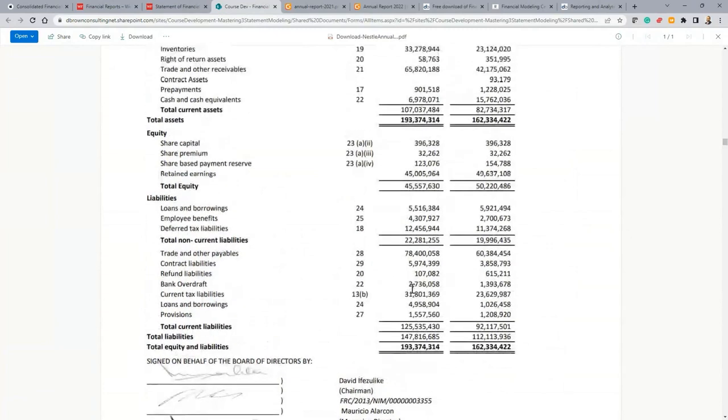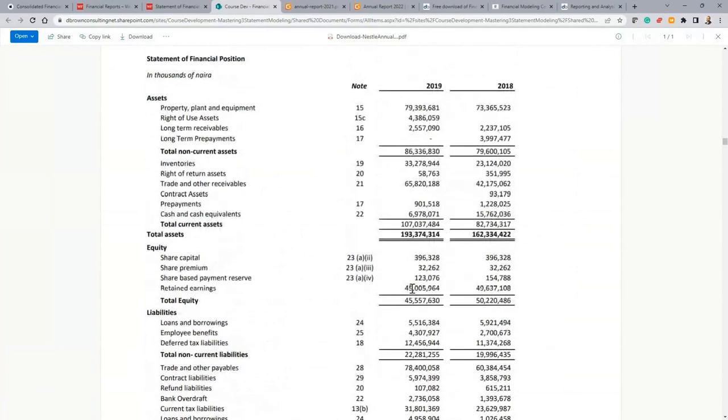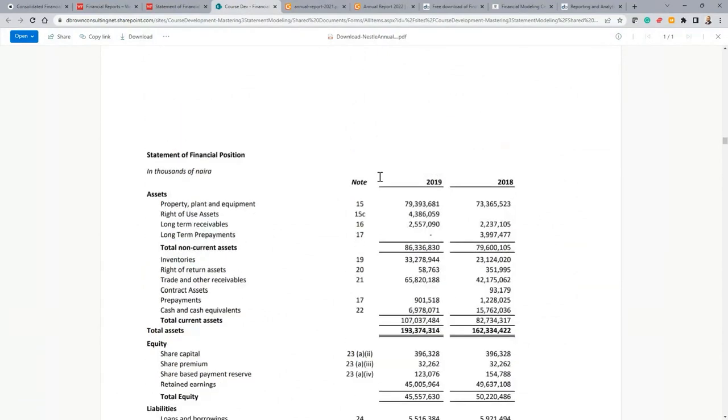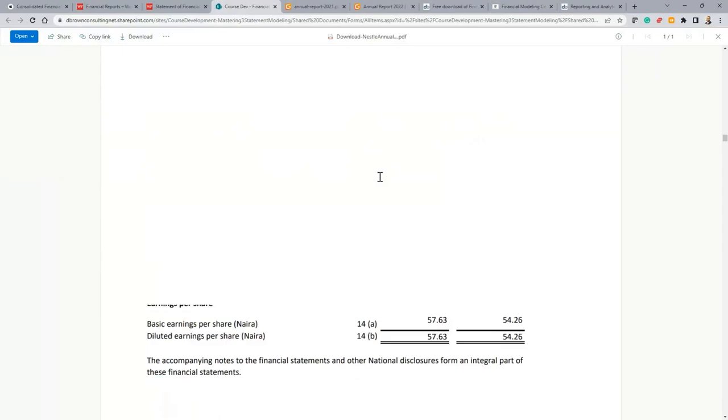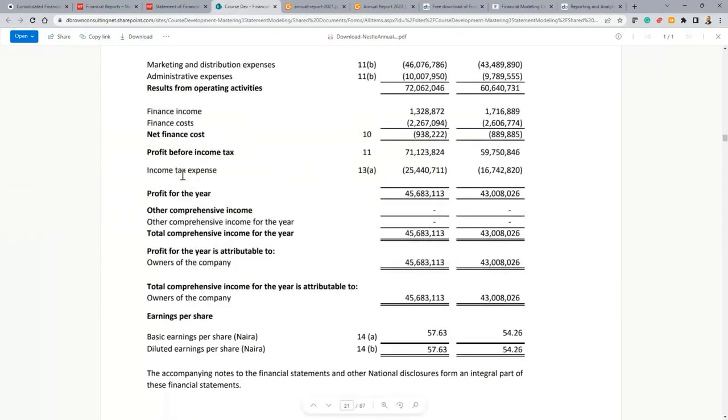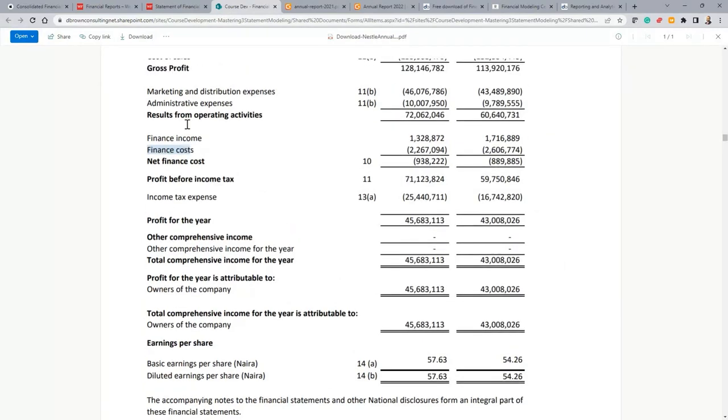So let me use an experiment, just one small experiment. What you will do when you're building your model is you need to restructure these financials based on drivers. What's driving things, right? So if I go to the P&L, okay, look at the P&L. This is Nestle, yes? Where's interest? Okay, see finance income, and can you see finance cost? So finance cost is typically what? Interest expense? Finance income maybe is interest income.